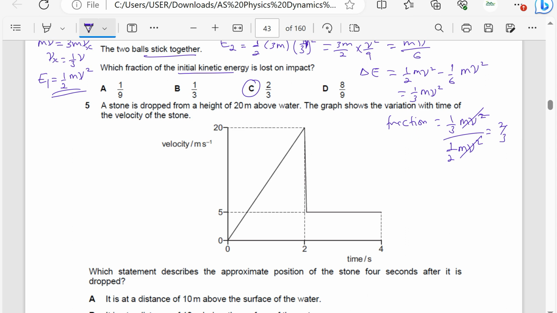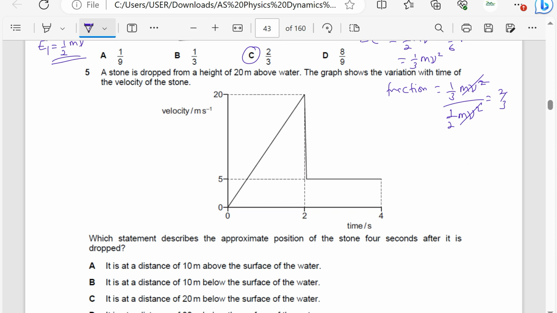The stone is dropped from a height of 20 meters above water. The graph shows the variation with the time of the velocity of the stone. Which statement describes the approximate position of the stone 4 seconds after it is dropped? So at this point here, it must be hitting the water. Here it hits.